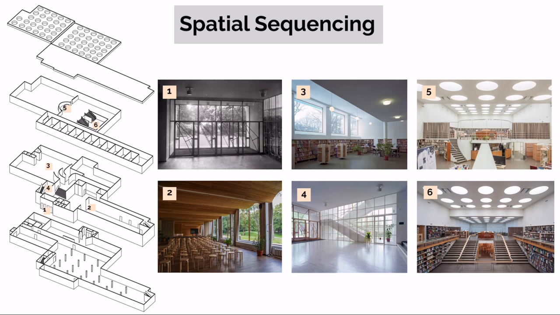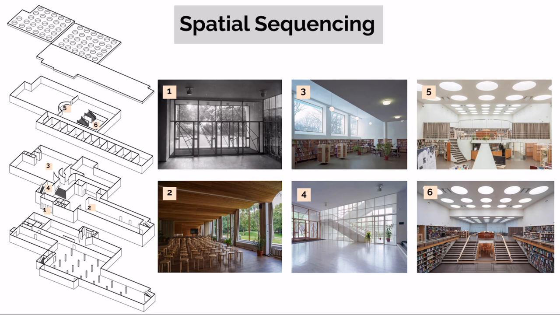The spatial sequencing first includes the entry point of the library, which leads to the lecture hall and then reading rooms. Then point four is a transition space to the upstairs with a decorative staircase. When arriving to the upper level, there is a circulation desk followed by the main library space with large book stacks.